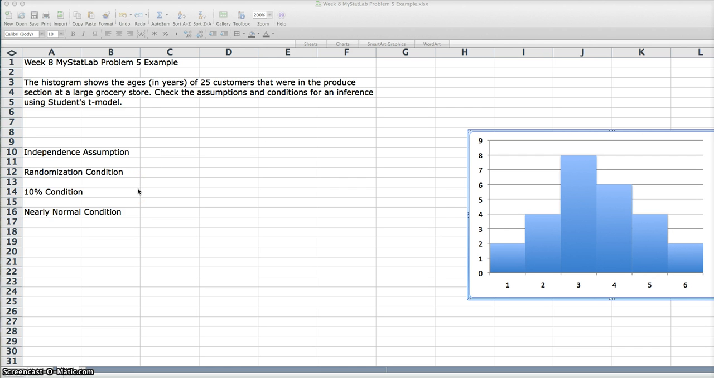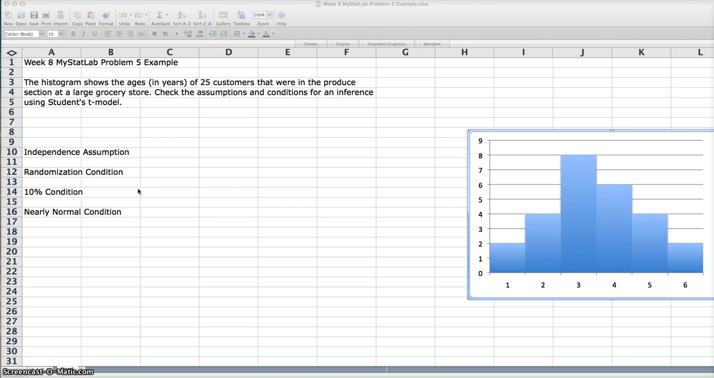The third condition, our 10% condition. Well, we did a survey of 25 customers. Now, this is a large grocery store, so I think it is safe to assume that this grocery store has more than 250 customers, 10% of that being 25. So I think it is safe to say that the 10% condition is met because we only sampled 25, and we can be assured that the store has more than 250 customers.